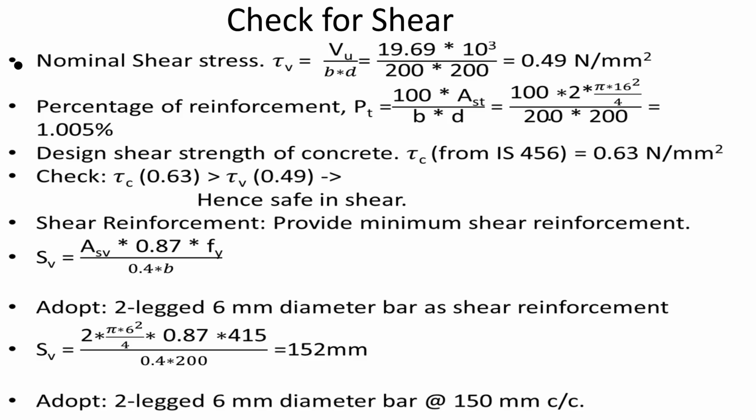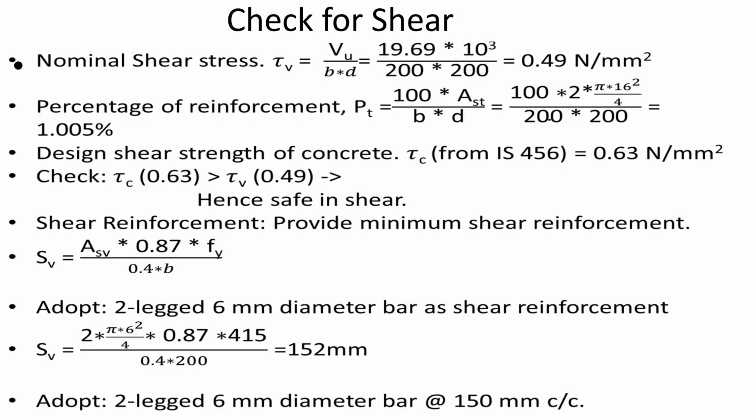The design shear strength of the concrete is calculated from the table 19 on page 73 of IS 456, based on the percentage of main reinforcement and grade of concrete. Since the design shear strength of the concrete exceeds this value, the beam is safe in shear.